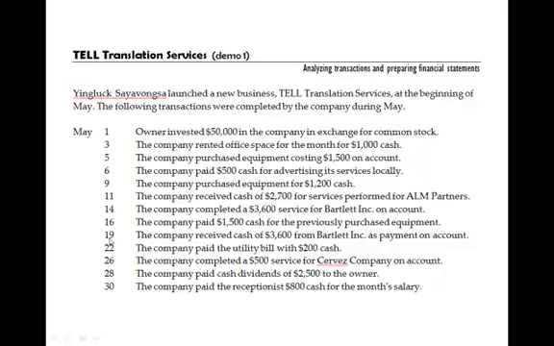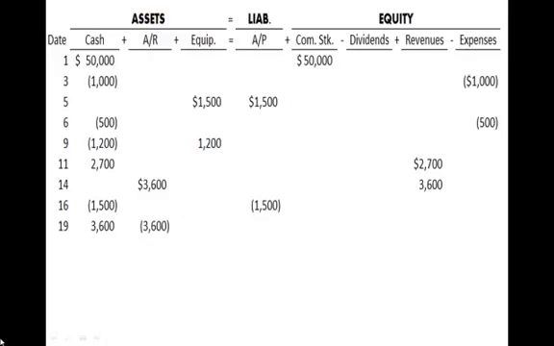On the 19th, the company received cash of $3,600 from Bartlett as payment on account. So this is a company that we did work for. They haven't paid us yet. We already recorded the revenue and recorded the fact that they owe us, but now they're actually sending us the money. So here's the money coming in, $3,600, and then we're removing that $3,600 account receivable. They don't owe us anymore because they sent us the money.